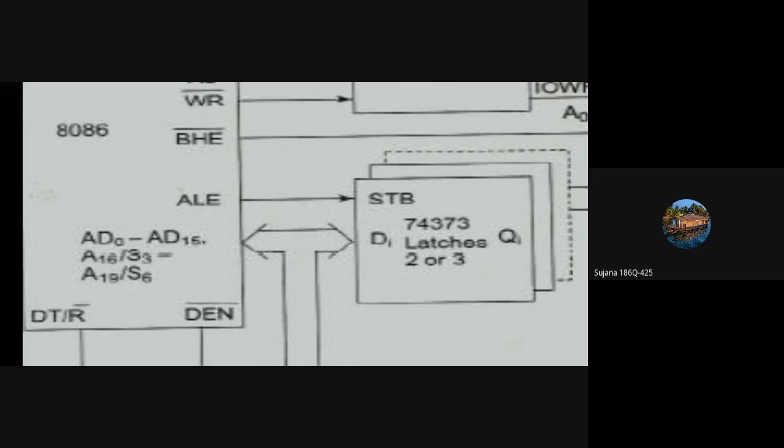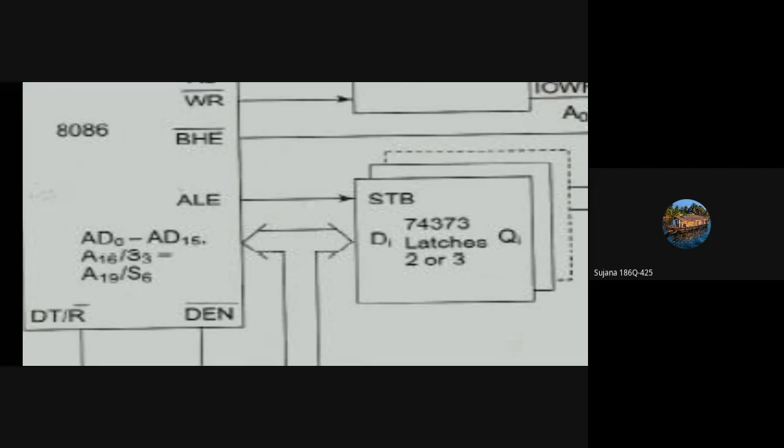If we provide 0 to the input terminal of the latch, we get 1 over there, and if we give 1, we get 0. So generally we can get buffered output over these latches.